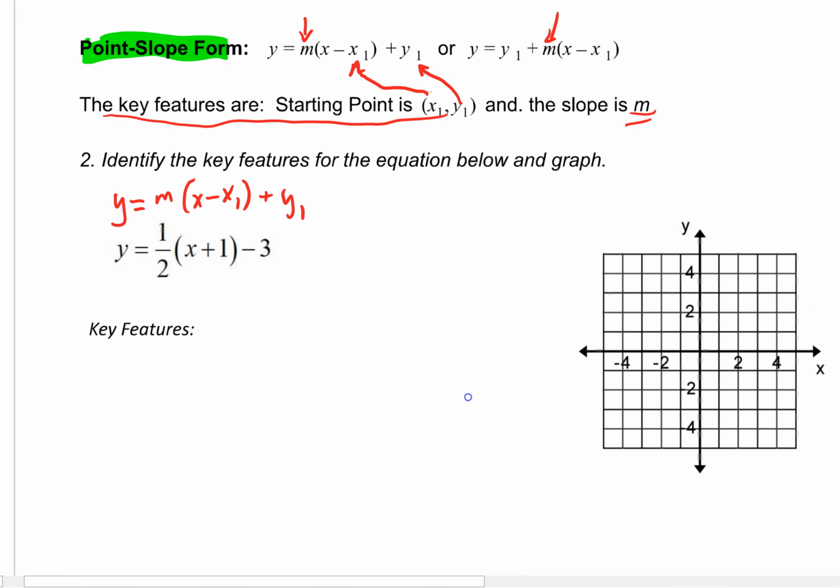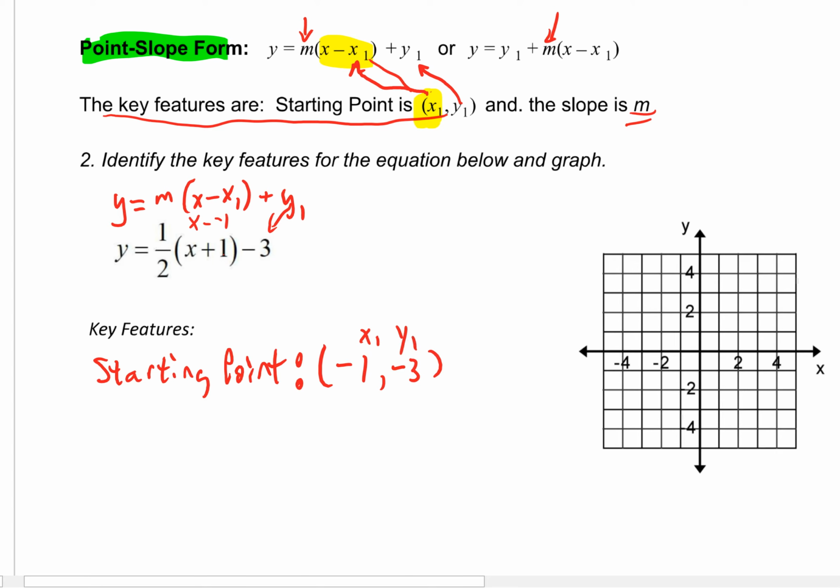And I guess what I want to tell you and just remind you of is, when you see that x minus x1, whatever is in the parentheses with the x, remember we have that change in sign. So we have a starting point. And we can say, well, look, you've got x plus 1. Remember, we'd always make that -1. It's as if you were saying x minus -1, but we always change that sign. Your y1 is just going to be a -3. So here's your x1, y1.